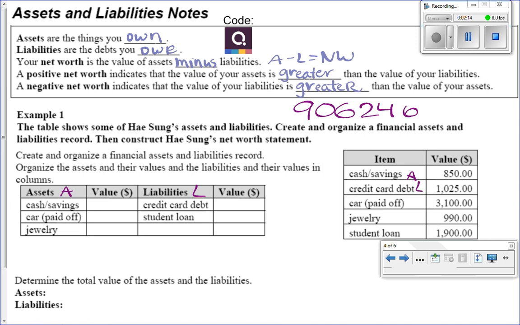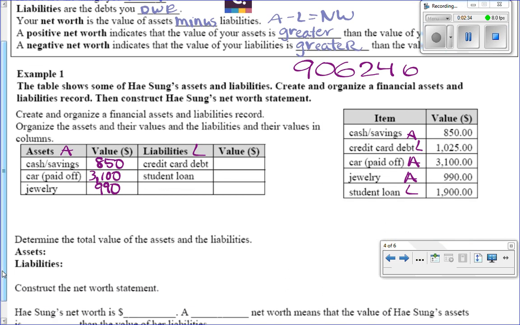Okay. Car is paid off, so that's yours. Jewelry is yours. Okay. So what are the cash savings? That is $850. The car that's paid off is $3,100, and jewelry is $990. So to determine the value of the assets and liabilities, what do we have to do? Add them all up. Let me know what you get. 4,900. Good. So your total assets are 4,940.